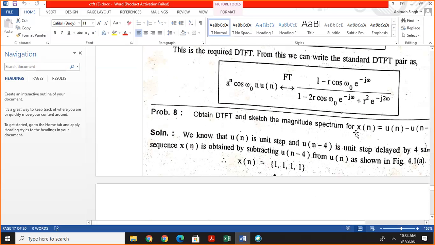Obtain the DTFT and state the magnitude spectrum of x of n, and x of n is given by u of n minus u of n minus 4.